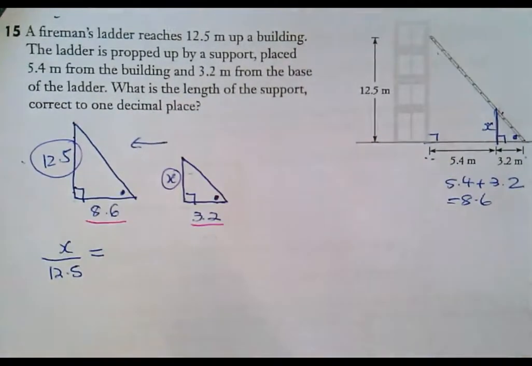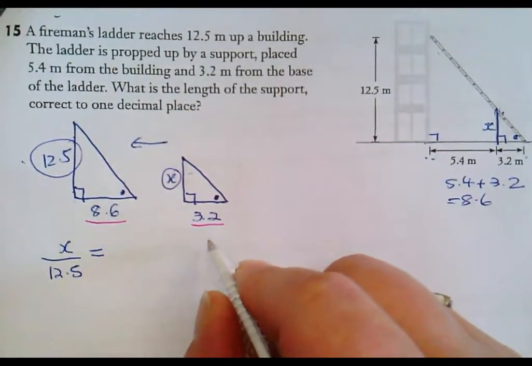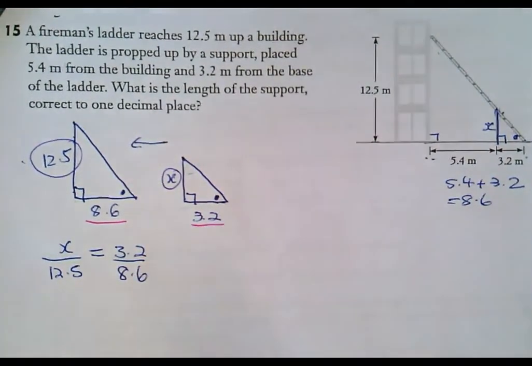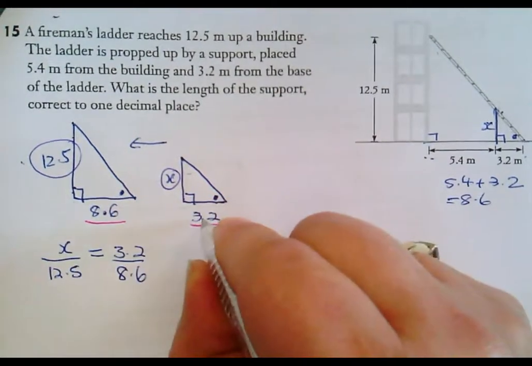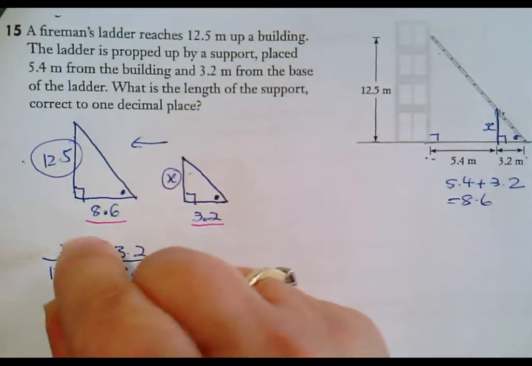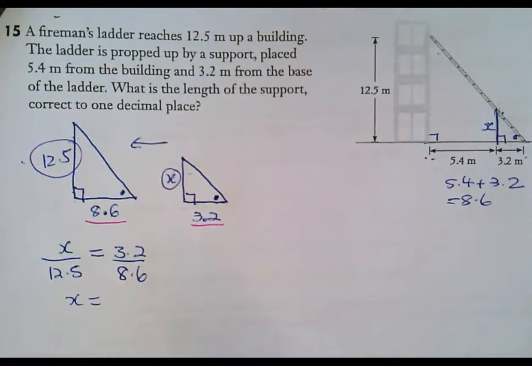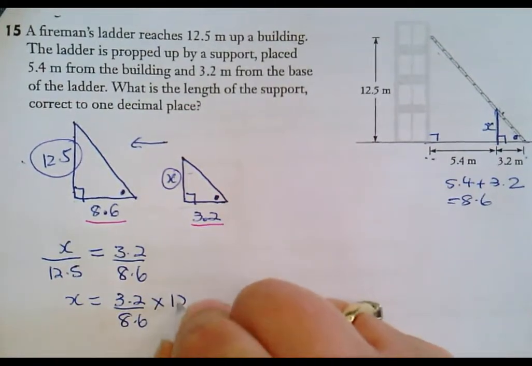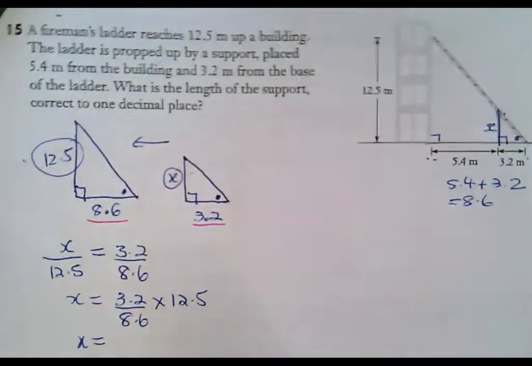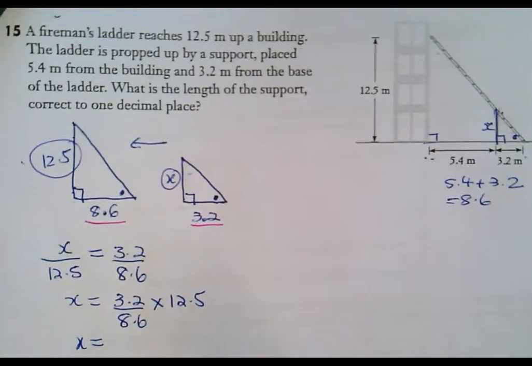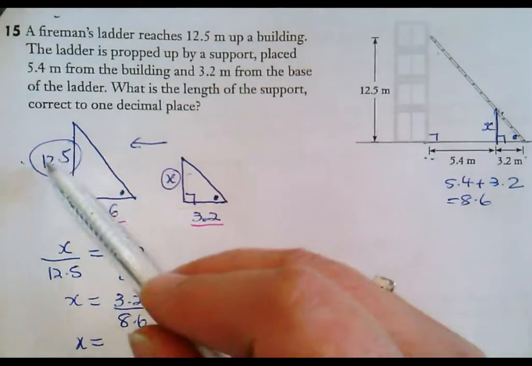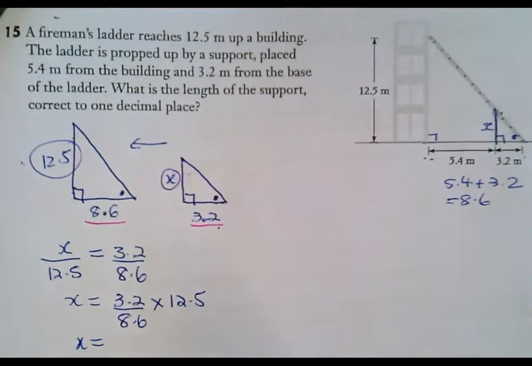So that over that equals 3.2 over 8.6. And now I just solve my equation by getting X on its own. It says X divided by 12.5. The inverse operation of dividing by 12.5 is to times by 12.5. Rather than working out the scale factor, it's easier to just set up this statement: X over 12.5 equals 3.2 over 8.6.